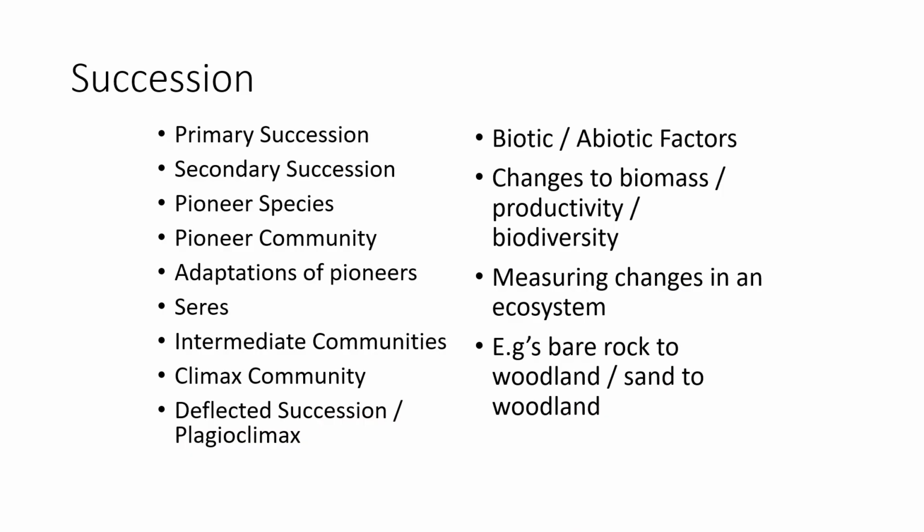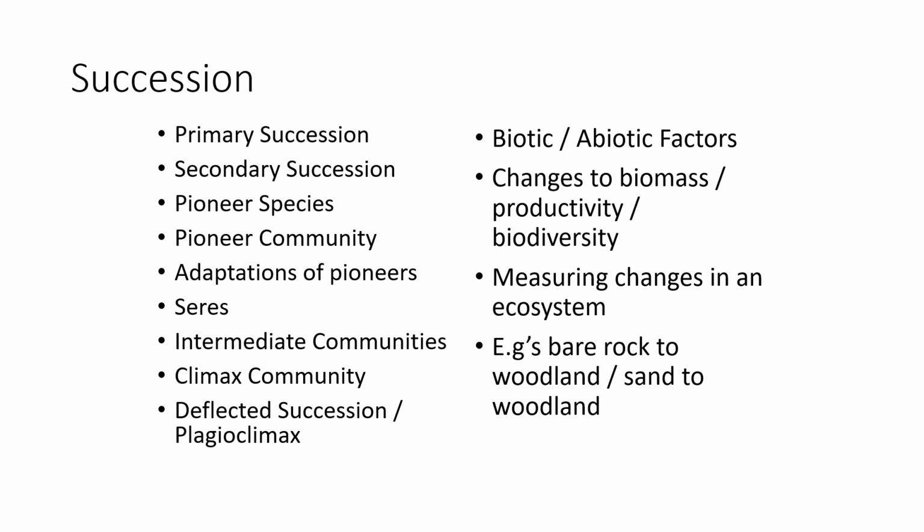Okay, the final slide then just shows you key terms and key points about the process of succession, which we've covered in this presentation. We should now understand what primary and secondary succession is and the difference between them. We should know what pioneer species are, the fact that they're adapted to very harsh conditions, and that the pioneer species make up the pioneer community, and that community, by its very existence, will change the environment and make it more hospitable for other plant species to be able to live there.